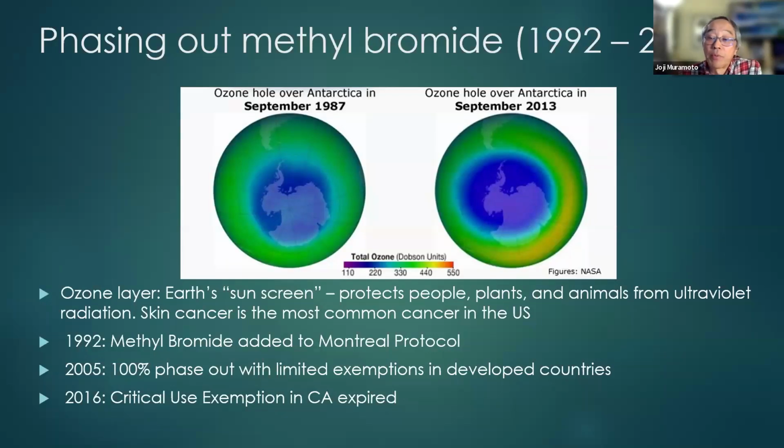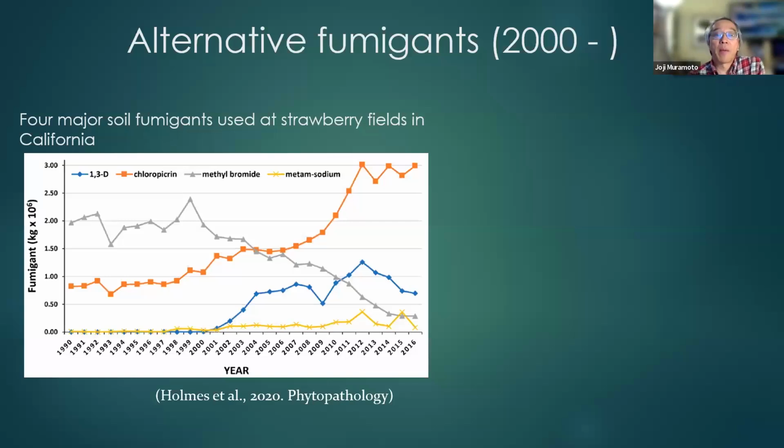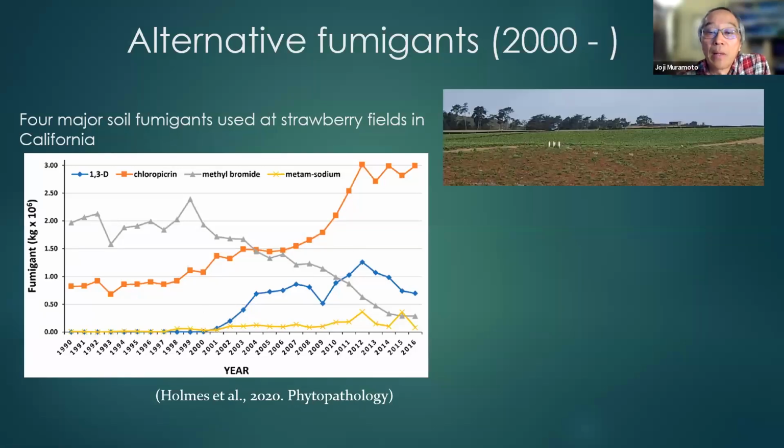Methyl bromide was added to the Montreal Protocol in 1992 and phased out in California strawberry fruit production in 2016, after 11 years of critical use exemptions. After methyl bromide was phased out, California strawberry growers increased the use of other fumigants, such as chloropicrin and 1,3-dichloropropene. You see this trend in this chart: the methyl bromide line decreased, and chloropicrin and 1,3-D use increased in California. However, these fumigants are less effective compared to methyl bromide. The brown area in the photo indicates strawberry plants killed by Fusarium wilt, regardless of chloropicrin fumigation. This kind of scenery is gradually increasing in the area, which is concerning.